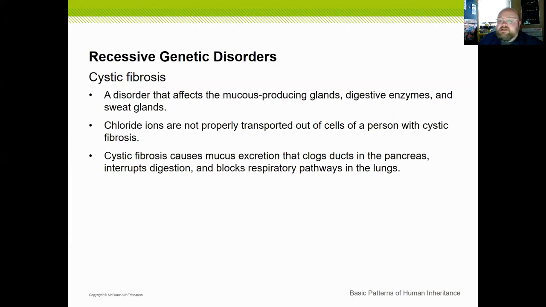One of these disorders is cystic fibrosis. This disorder affects the mucus-producing glands, digestive enzymes, and sweat glands. Chloride ions are not properly transported out of the cells of a person with cystic fibrosis, and it causes mucus excretion that clogs ducts in the pancreas. It can interrupt digestion. It can block respiratory pathways in the lungs. It is not good. It is not fun.